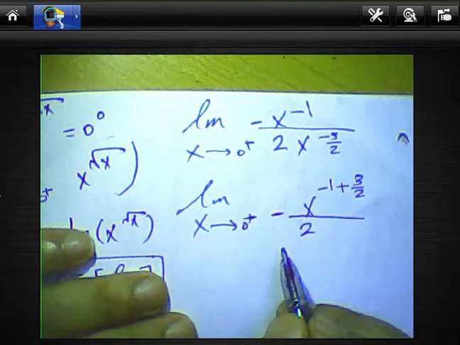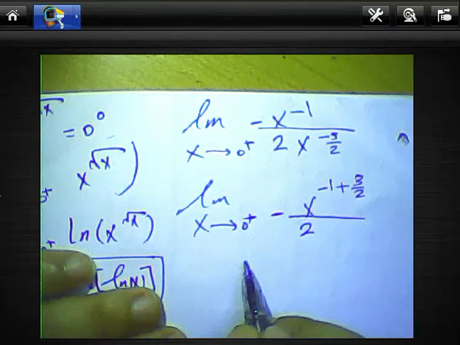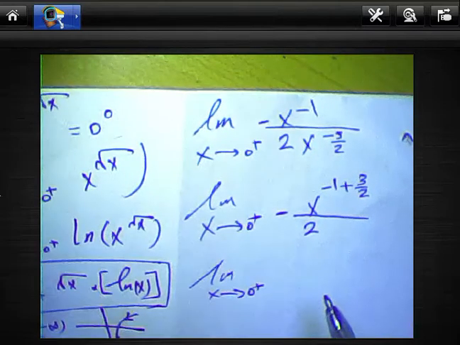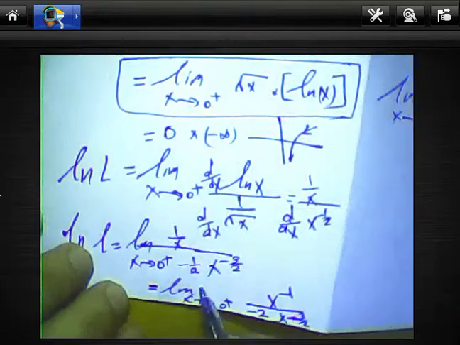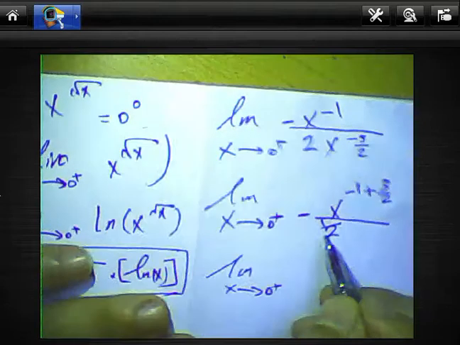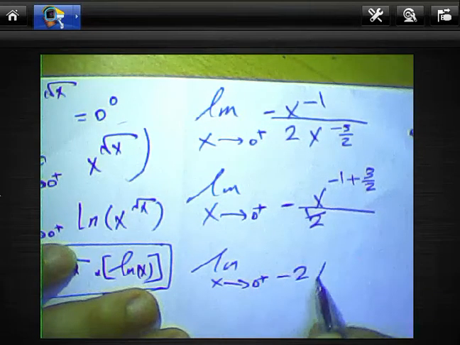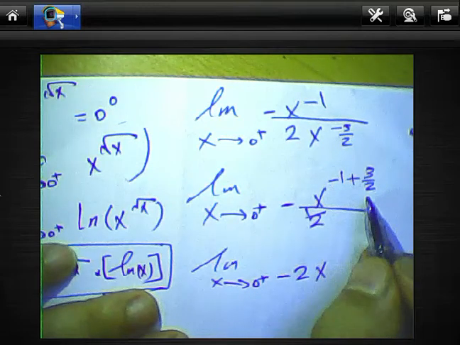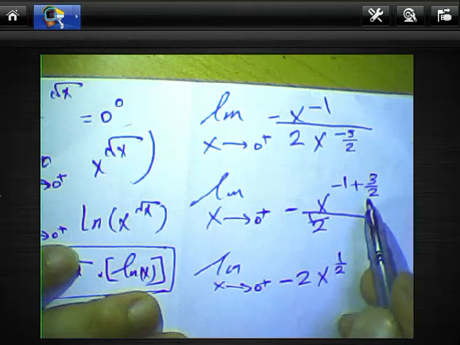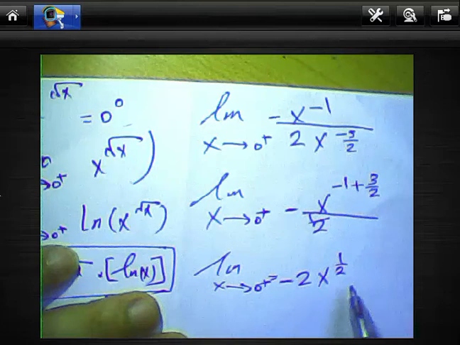So the result will be what? We can write here negative, limit as x approaches 0 plus. We have half in the denominator. Negative half, negative half. We can write negative half in the numerator, and the denominator we write in reverse. The result will be negative 2x to the power negative 1 plus 1 and a half, which equals half. It means 3 over 2, 1 and a half, subtract 1 equals half. That is the result of the limit, negative 2x to the power half.